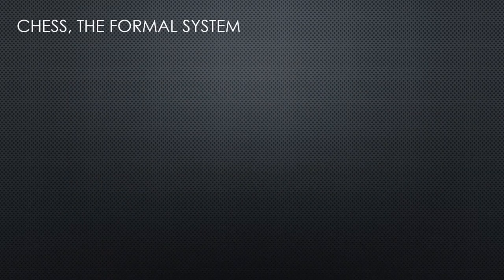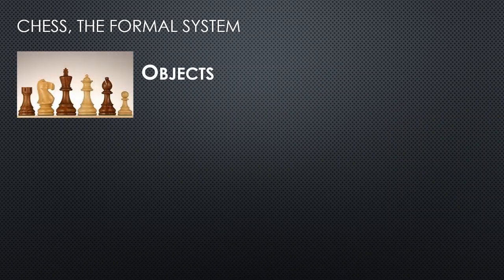So, I looked at Unity, but let's look at a familiar non-digital game so that we can get an idea, but also understand how it's not just video games and game engines where this occurs. So first thing we have are the objects of chess. So objects are, quite simply, the chess pieces.